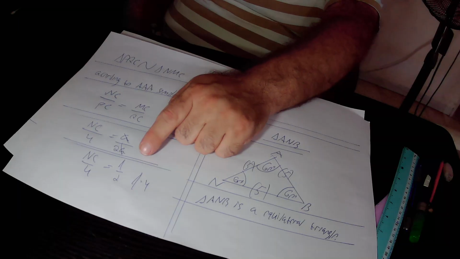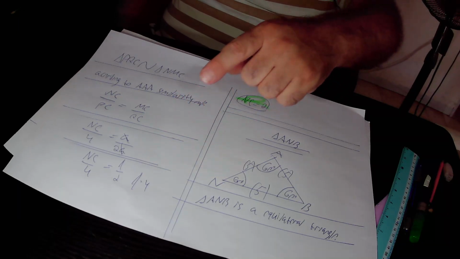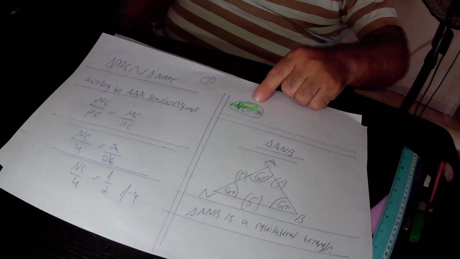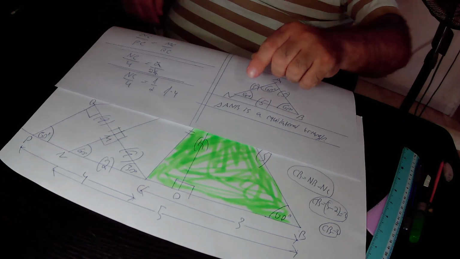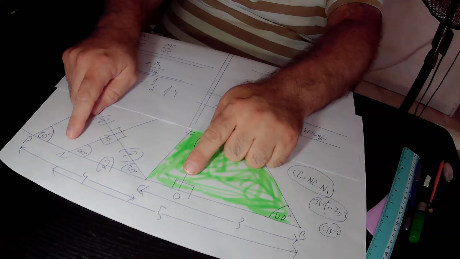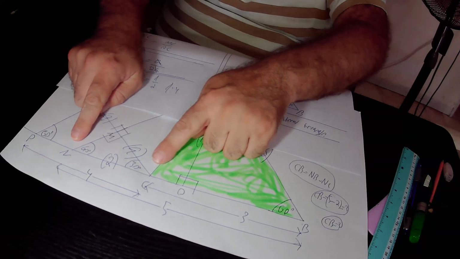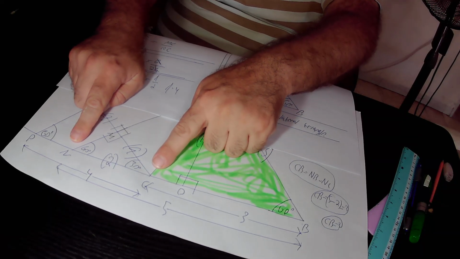Here we multiply this equation by 4 and we find out that NC equals 4 over 2, that is 2. So NC equals 2 units. This is the missing side. NC equals 2 units in its length.